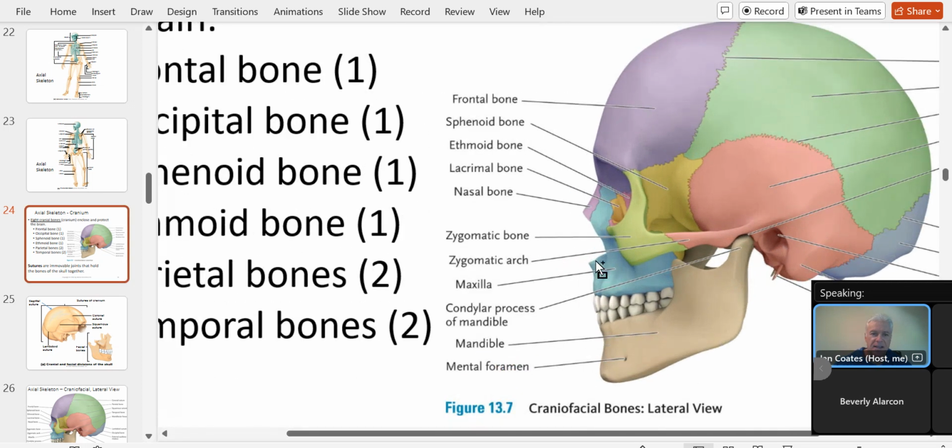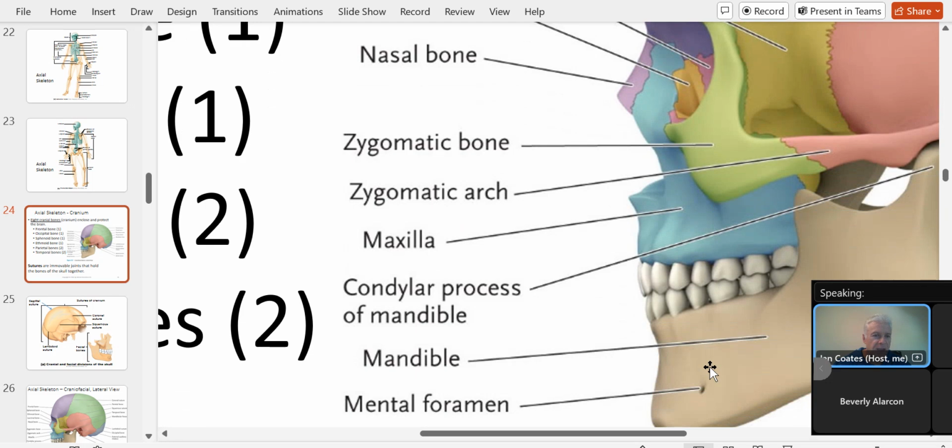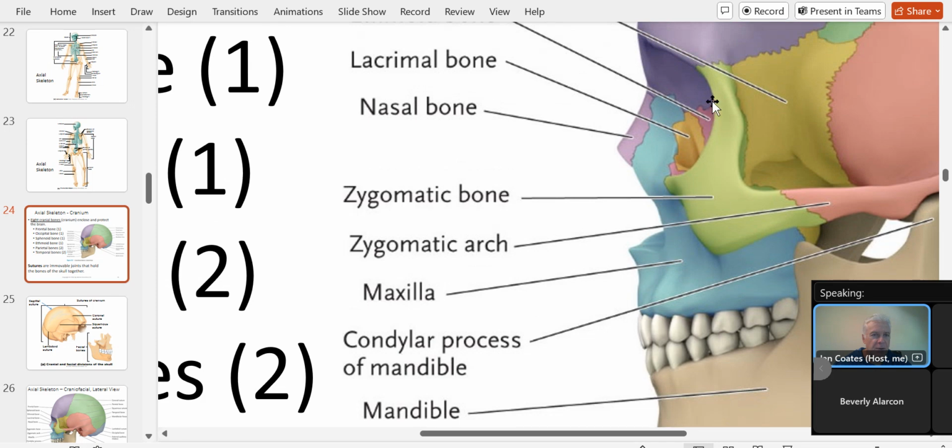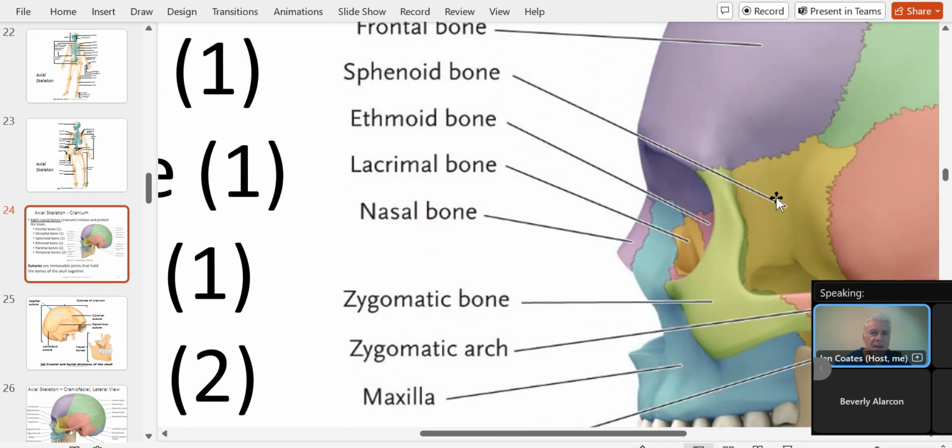If I can kind of zoom in, you've got your mandible, and you see there's one of those foramens right there. You can see right in there. That allows blood there to get from one side to the other. Okay, there's your maxilla. Okay, zygomatic bone. Okay, there's your sphenoid bone back in here. Nasal bone is in here.